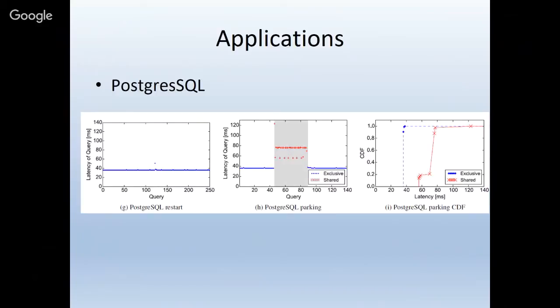After a few queries, the latency returns to its initial value. This shows the effect of parking the OS node that contains a PostgreSQL server. When the kernel is parked, we observe two sets of outliers, one with a latency of about 76 milliseconds and one with a latency close to 56 milliseconds.